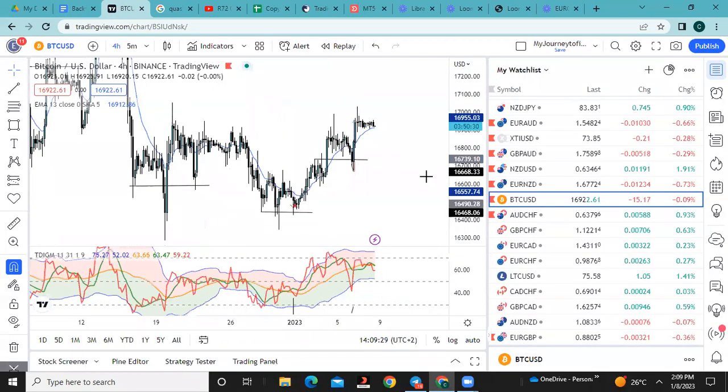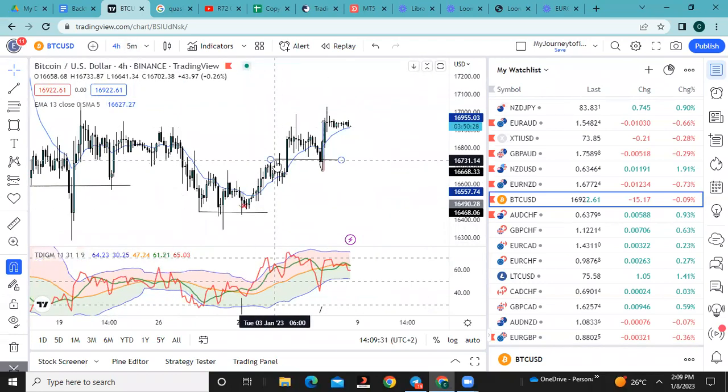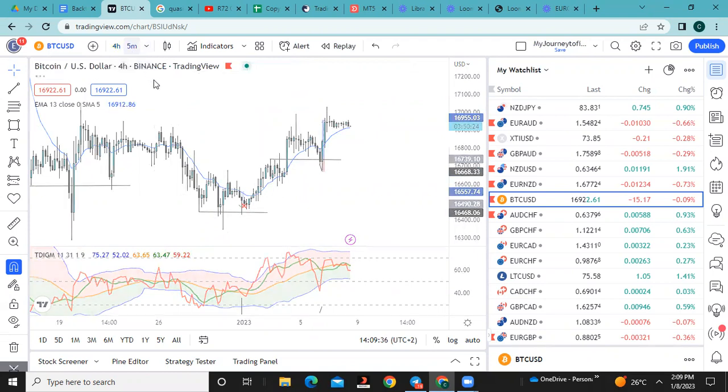Let's show you again how well this works. Here, we have an SR flip line. What do we do? Go to lower time frame.